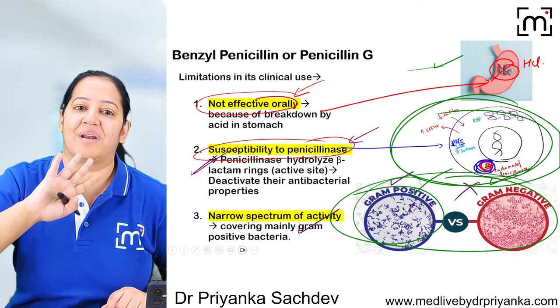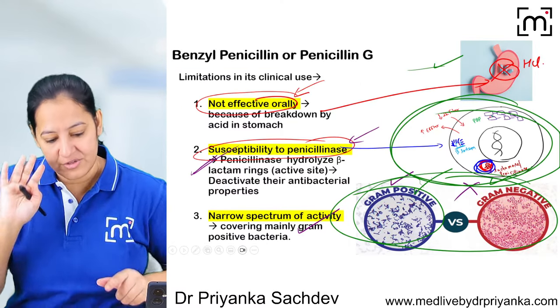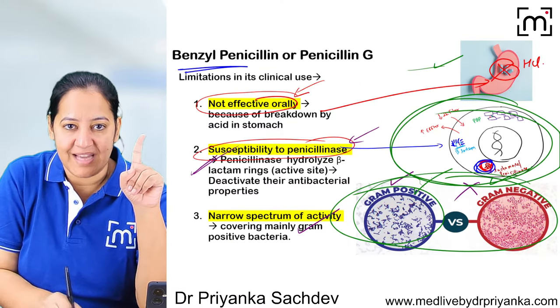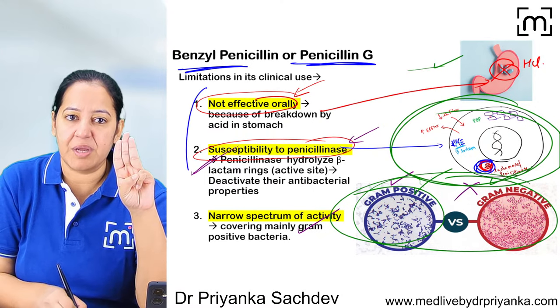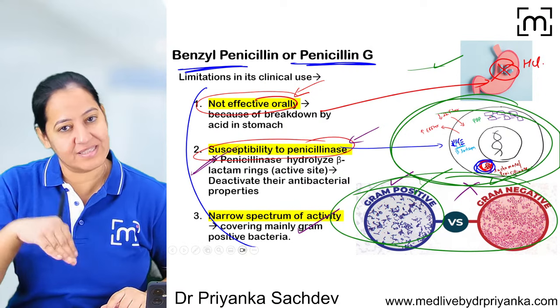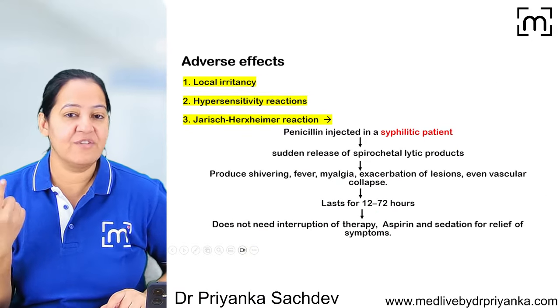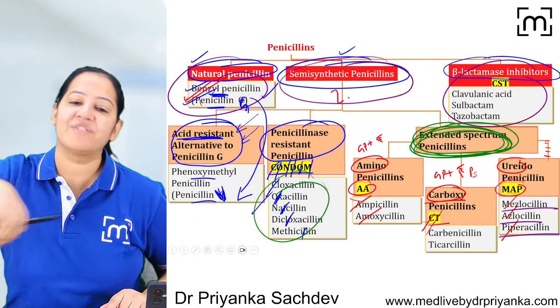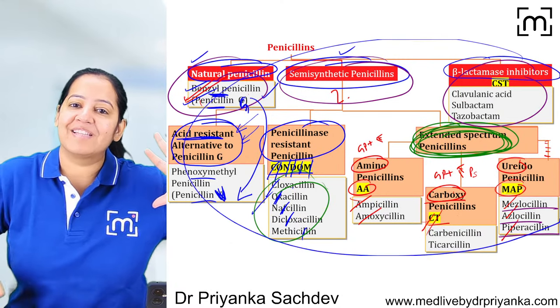So let's start with the natural. Only one natural: benzyl penicillin or penicillin G. You have to learn the three problems with that. You already understood the three problems. And for that, we have discovered three artificial ones. What are the adverse effects and what are the uses? The mechanism of action of all of them is the same.